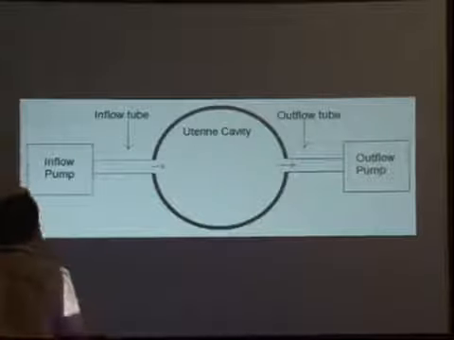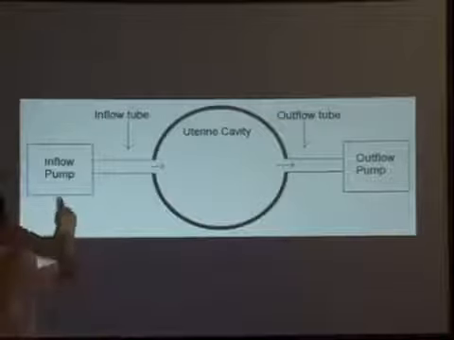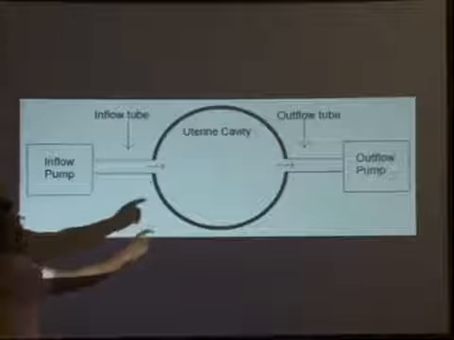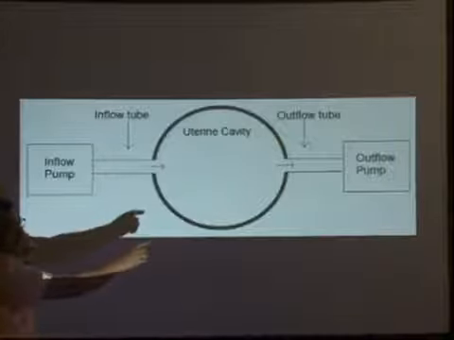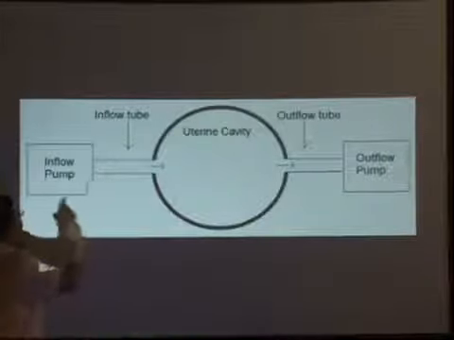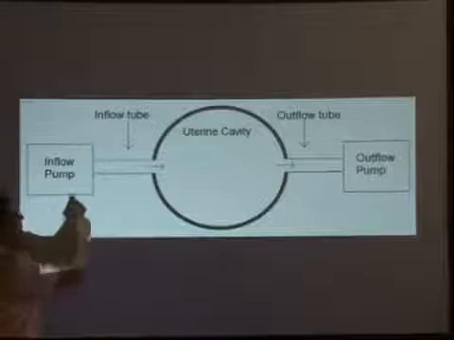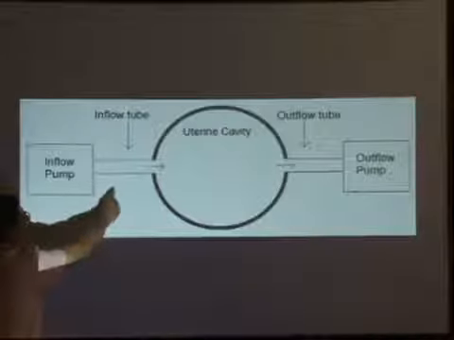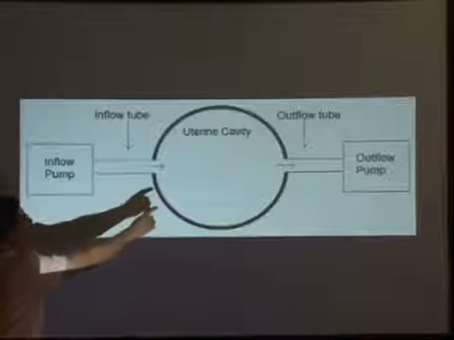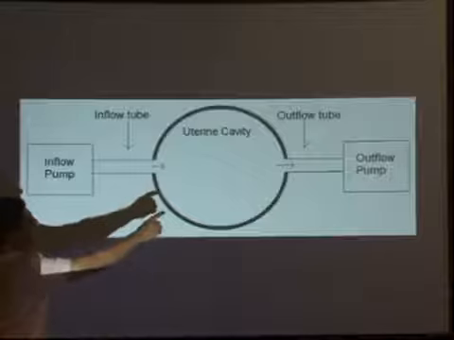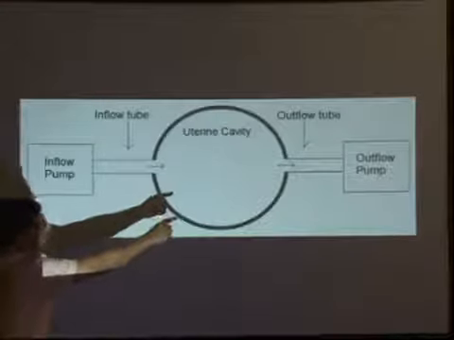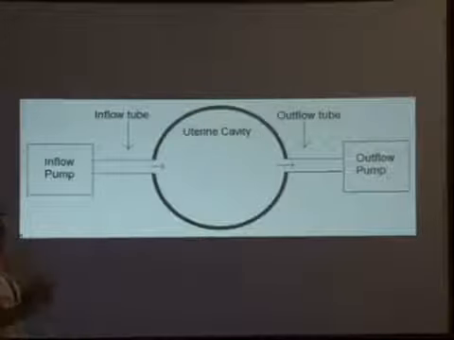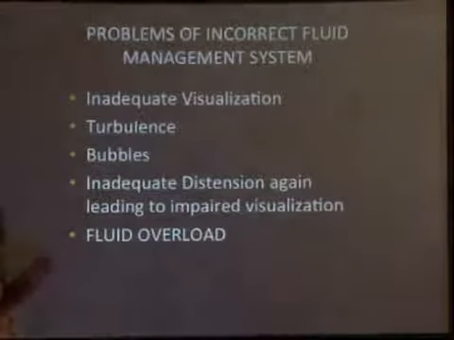In a fluid management system, you always have an inflow pump and an outflow pump. Whether you can see the outflow pump or not, it is always there. It's in the form of gravity. And the inflow pump is usually a peristaltic pump. The inflow pump sends fluid through an inflow tube into the uterine cavity, and the fluid comes out through the outflow tube, and through the outflow pump, it goes to the waste fluid reservoir. So this is the most simple schematic diagram.